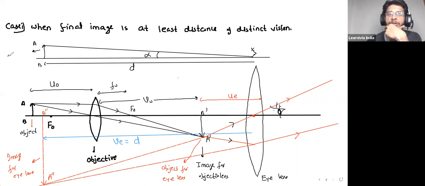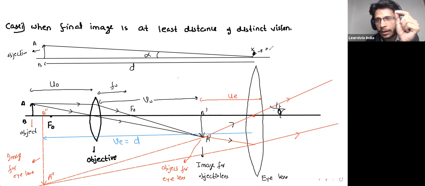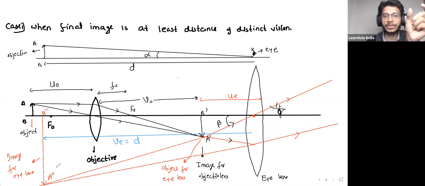This is your object which you are viewing through your naked eye, and this is your eye. It doesn't look like an eye, but this is the eye. And this is your final image, which you are viewing through the compound microscope. This final image is subtending some angle beta on the eye. So your magnification is basically the ratio of alpha and beta. This alpha has all the information about the size of the object, and this beta has all the information about the size of the image. So once you have alpha and beta, you can compare the size.